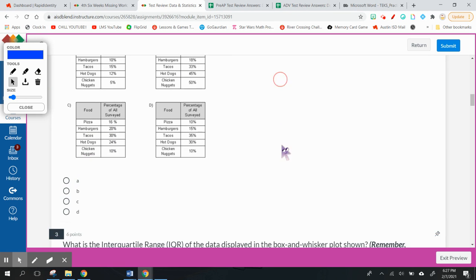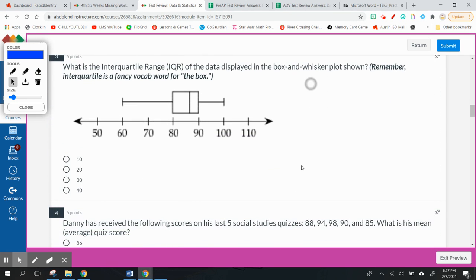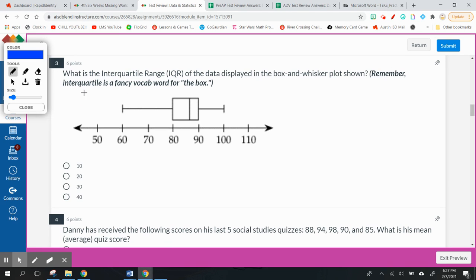All right, let's move on to number 3. Number 3, what is the interquartile range IQR of the data displayed in the box and whisker plot shown below? Remember, interquartile, it's a fancy word for the box. So we want the range of the box. All right, so that means we want the low of the box to the high of the box, right?